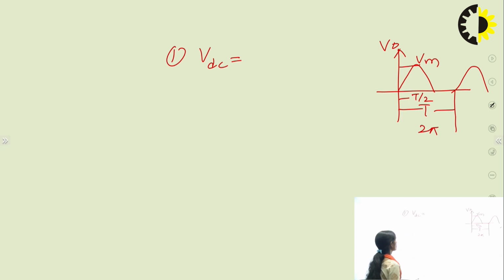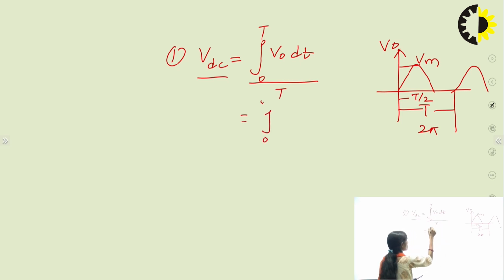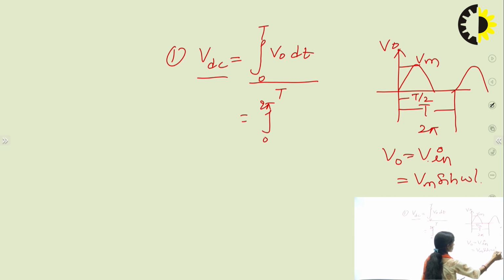Now, to calculate the DC voltage, we have to take the integration of this output. So we have the integration from 0 to T of V out dt, divided by the total time period. This is 0 to 2 pi now, and V out is equal to Vin for the positive cycle, and we know Vin for an AC signal is Vm sin omega t, and we can also integrate with respect to omega t.